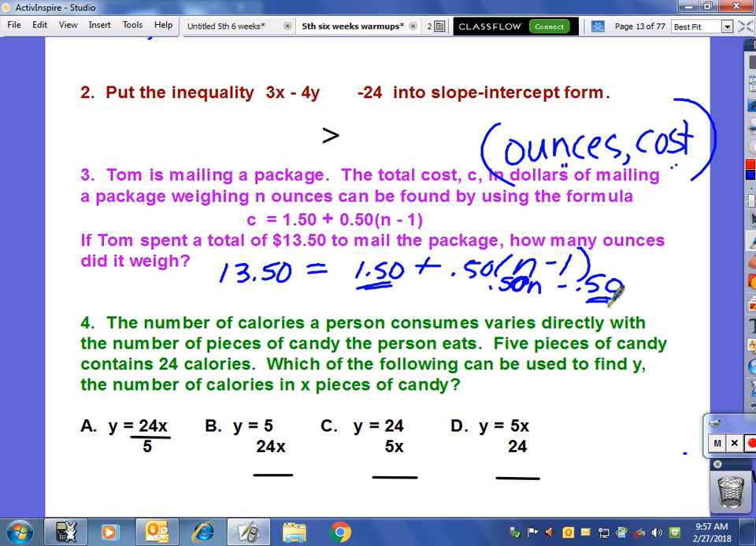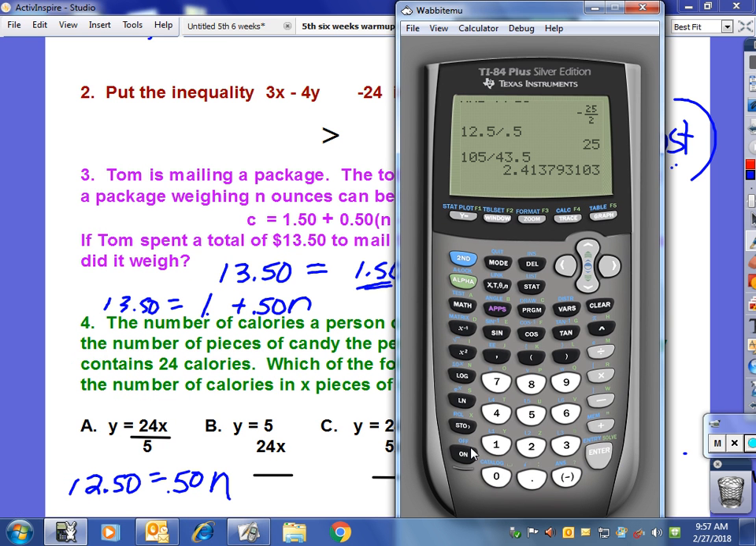That's $1. Now I have $13.50 equals $1 plus 50 cents times N. Now what? Subtract $1, and you're going to get $12.50 equals 50 cents times N. Now what? Divide. I would probably use my calculator for this step. So I'm going to do $12.50 divided by 50 cents. 25 what? Ounces.